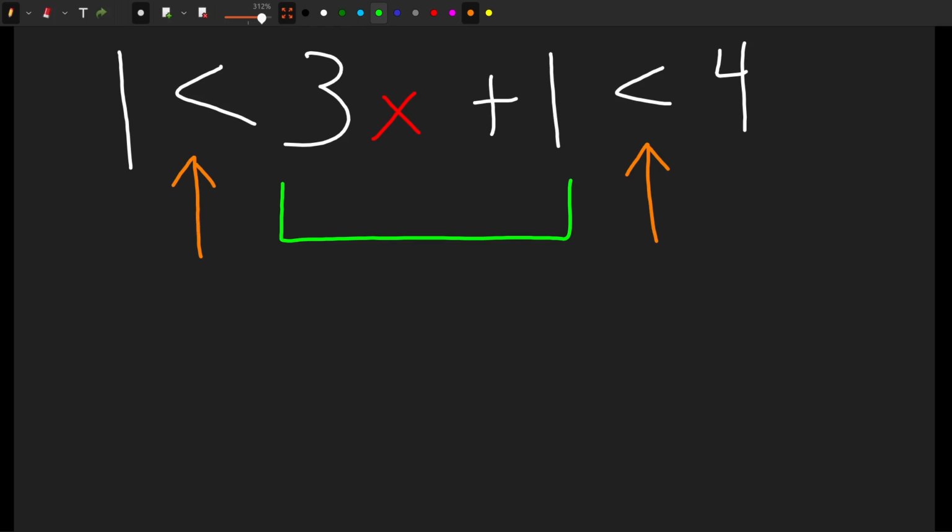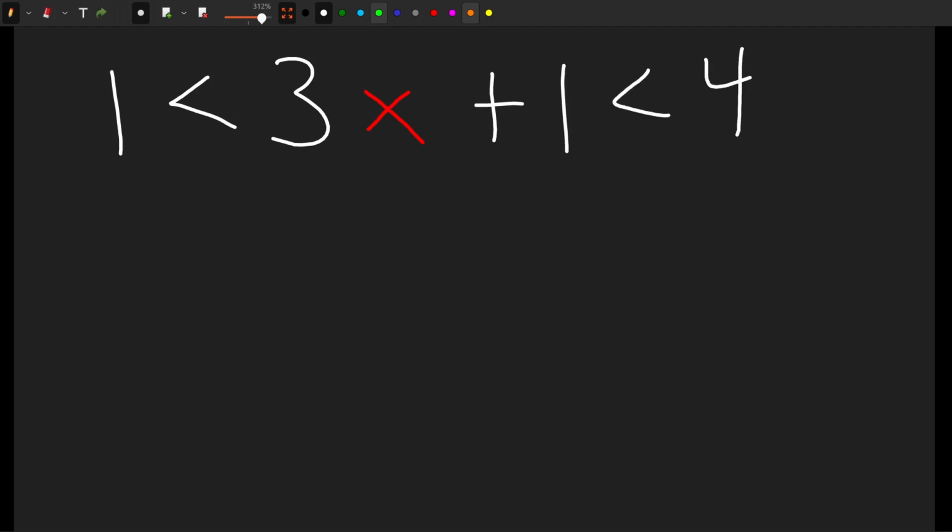Okay. Now to solve this type of intersection inequality, we'll perform our usual operations such as subtracting 1 and then dividing by 3 from our inside term, but we need to perform all of those operations to the outer terms. Okay, so I'm going to show you what I mean by that. So I'm just going to rewrite our problem. We have 1 is less than 3x plus 1 is less than 4.